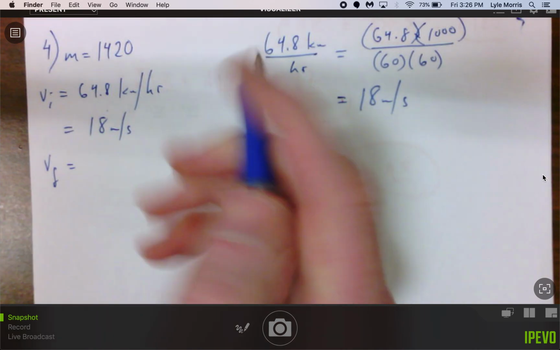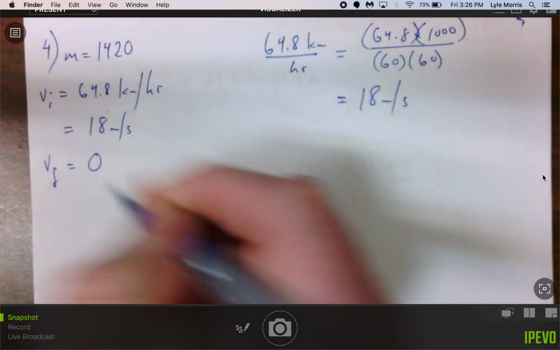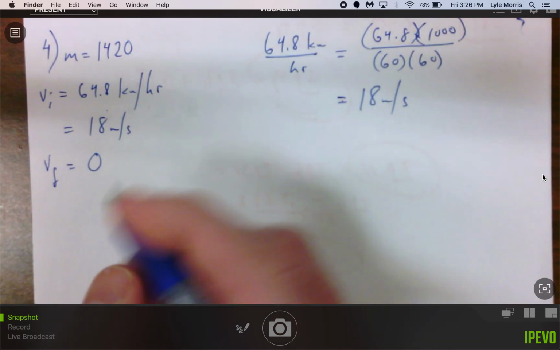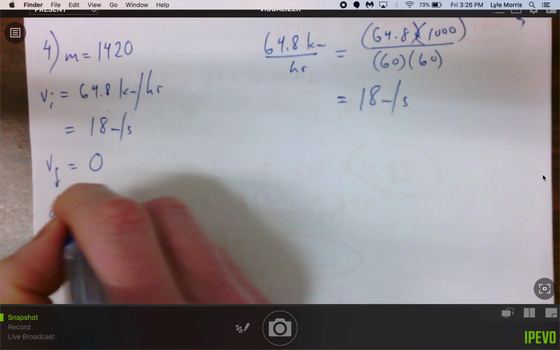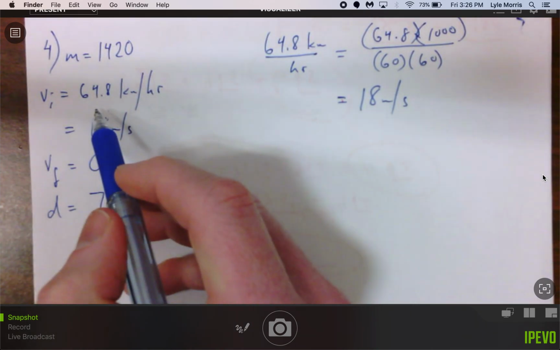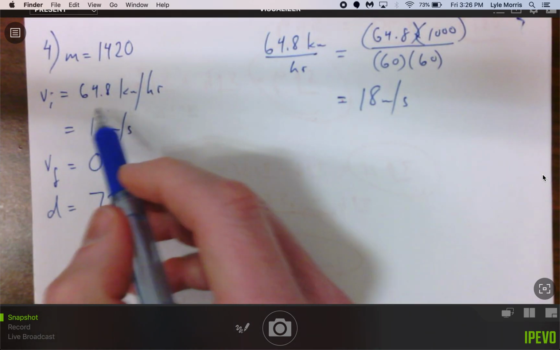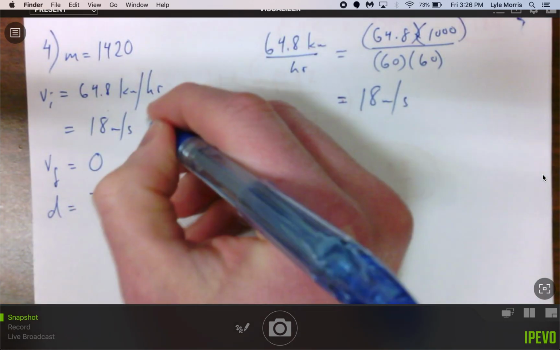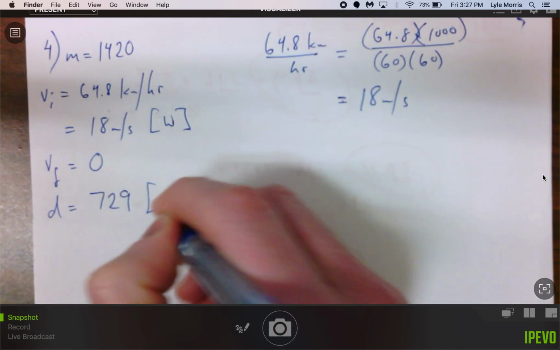VF, car slows down, comes to a stop. So VF equals 0. Nice. So we've only got 2. We need one more thing here. Oh, 729 meters. So displacement equals 729. Now the velocity is west and the displacement is west. So it's all the same direction, which is nice. We don't have to worry about the signs.